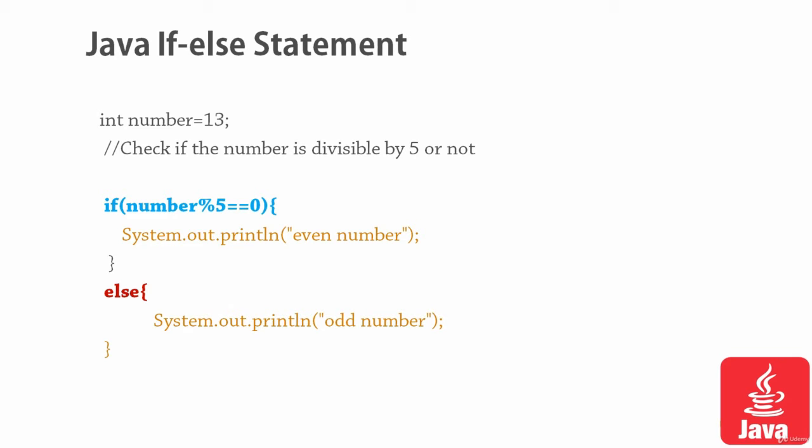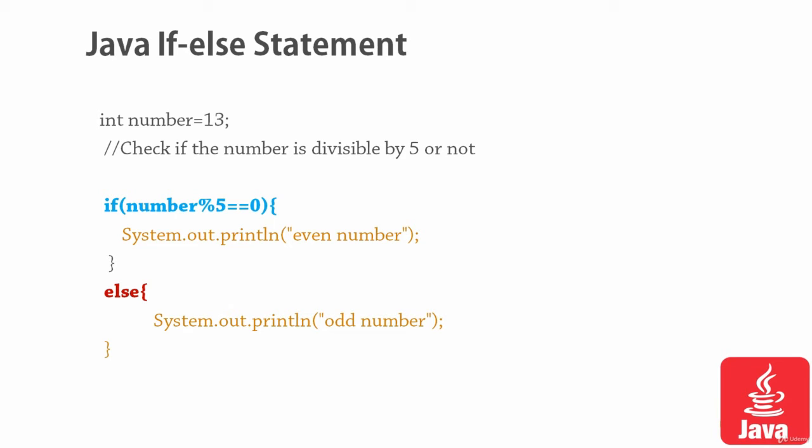Here we have a number value defined as 13, and we are going to check whether this number is divisible by 5 or not. Divisibility is checked by taking the modulus, which we have learned in earlier lectures. The slash sign will give you the quotient, and the mod sign, the percentage symbol, will give you the remainder. If the remainder is equal to 0, the number is divisible. So this is the concept.